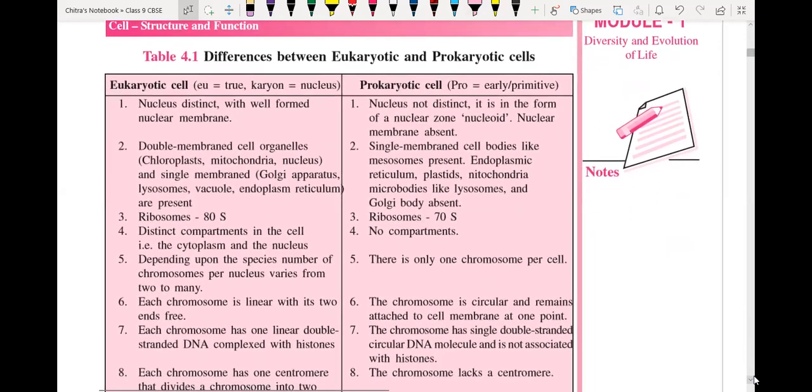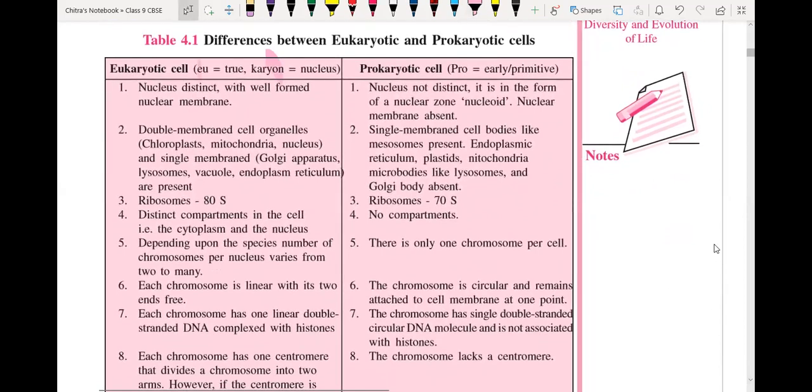So what are eukaryotic cells? Eu means true or definite, and karyon means the nucleus. So in which cell is the true nucleus present? In the eukaryotic cell. True nucleus means the nucleus which is formed with a nuclear membrane, the definite wall, so that it separates from the cytoplasm. Such a nucleus is called a definite nucleus and is present only in the eukaryotic cell.